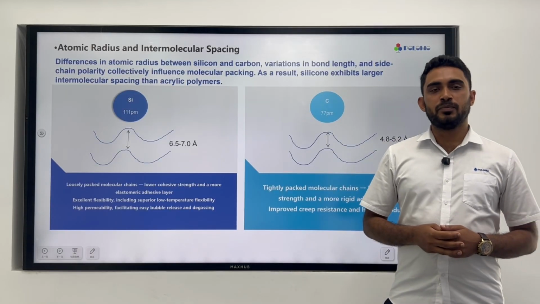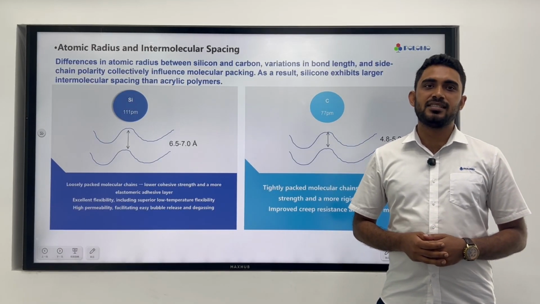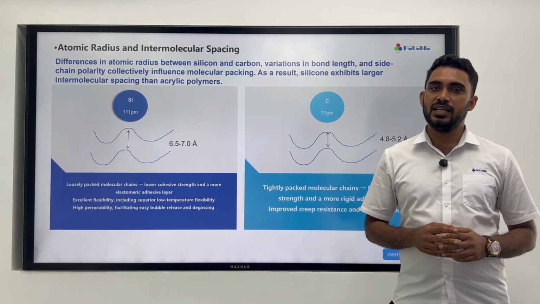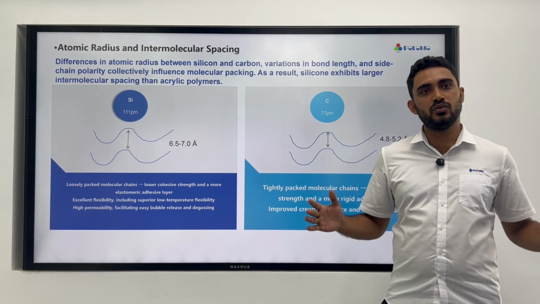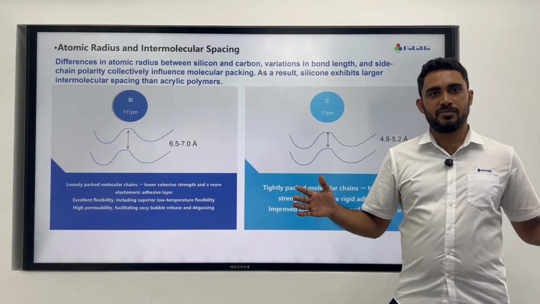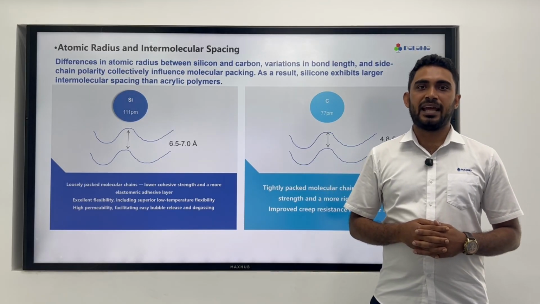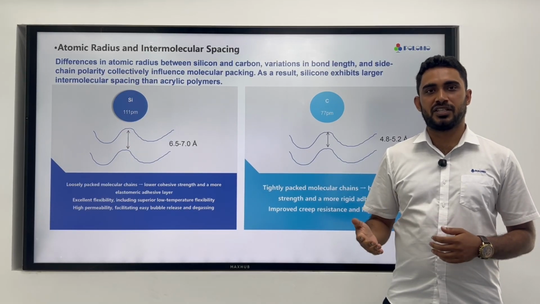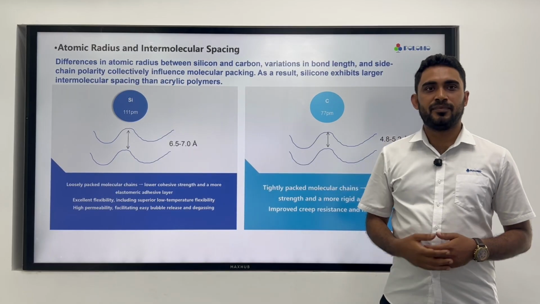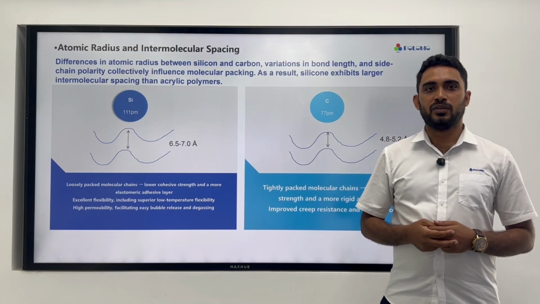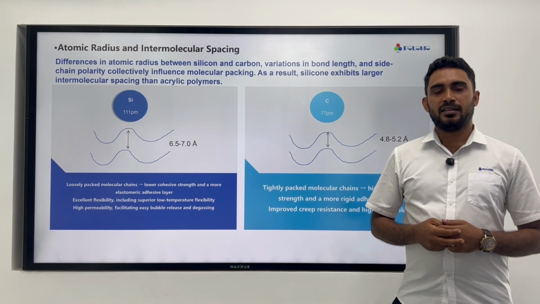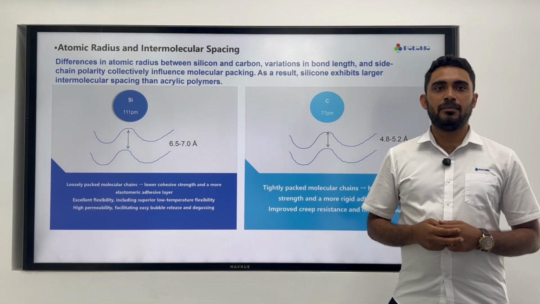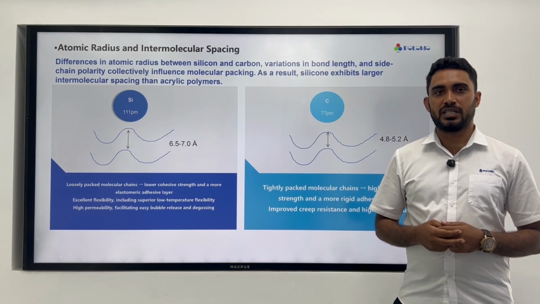Now let's look at the atomic size. This is fascinating. A silicon atom has a radius of 111 picometers. A carbon atom is only 77 picometers. That's a huge difference. Because silicon is bigger, the bonds are longer and the side chains are non-polar. The overall molecular spacing is much larger for silicone. Look at the numbers: silicone chains are 6.5 to 7.0 angstroms apart. Acrylic is only 4.8 to 5.2 angstroms. That is about a 30% larger gap for silicone.